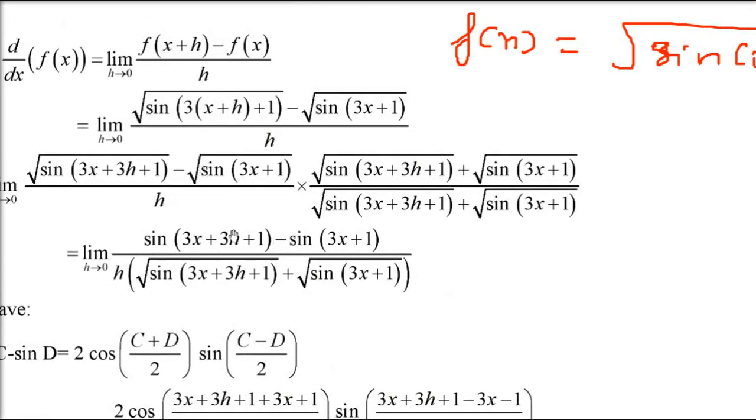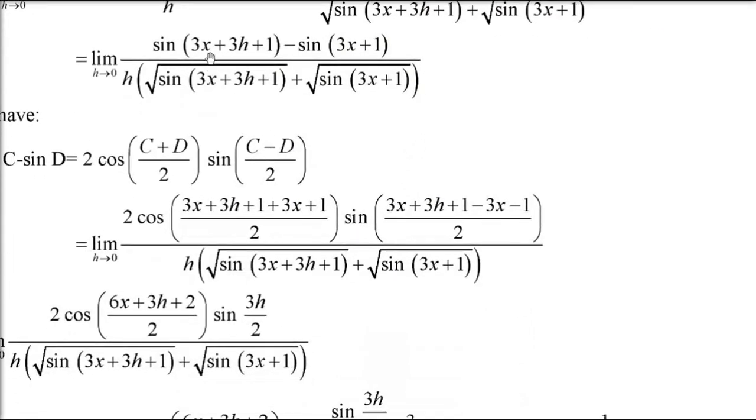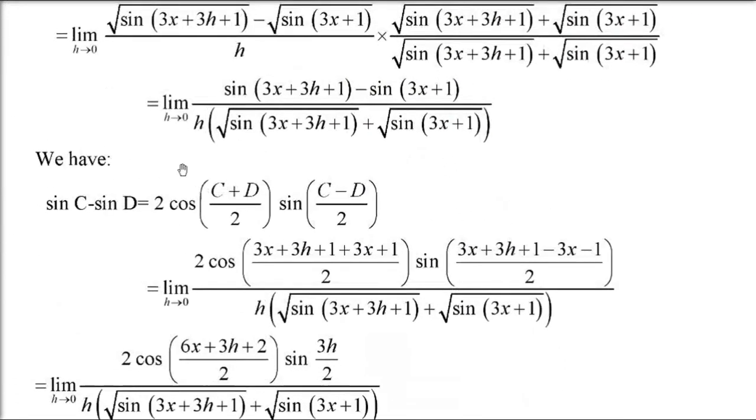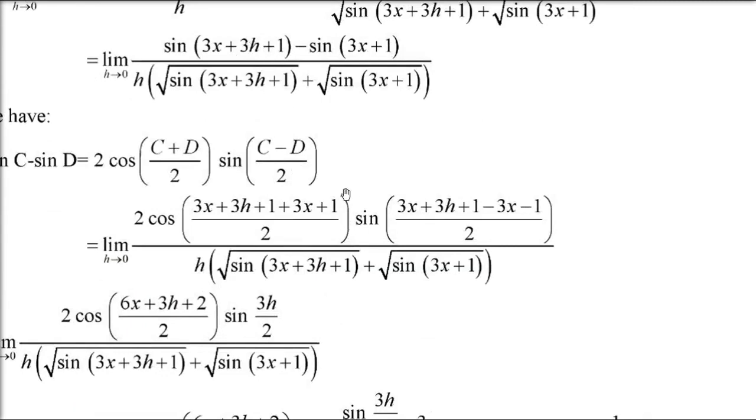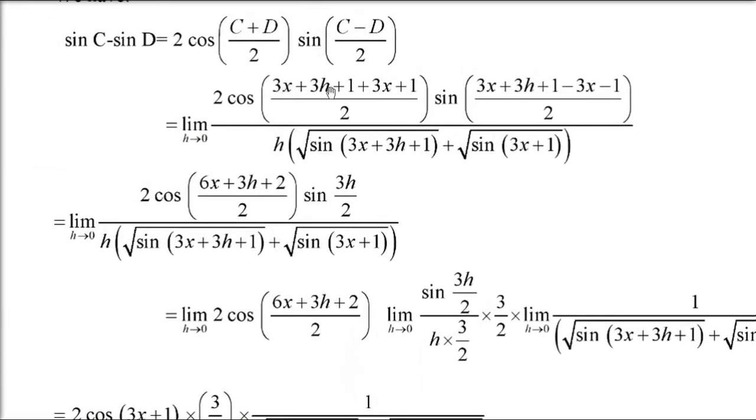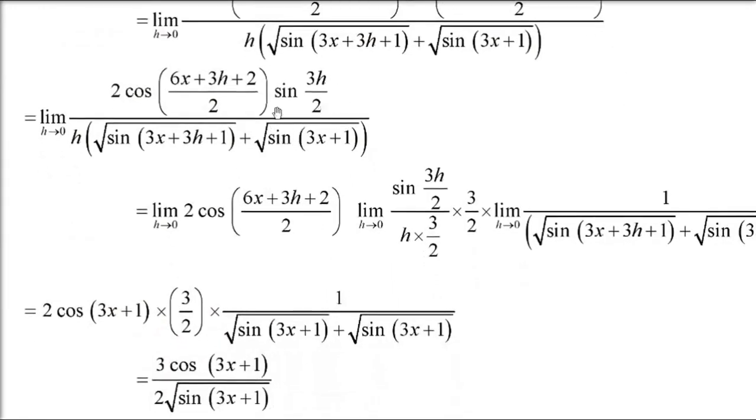Now you have to worry about this numerator. What is this? Sin c minus sin d. So 2 cos (c plus d) by 2 and sin (c minus d) by 2. So 2 cos of this plus this by 2, 3x plus 3h plus 1 plus 3x plus 1 by 2, and sin (c minus d) by 2. Now here no elimination is there. So you have 6x plus 3h plus 2 by 2. Here 3x cancelled, 1 cancelled, 3h by 2. Now you have h already there. So sin 3h by 2. So you have to have h, this 3 by 2 just include. So 3 by 2 also you have to have in the numerator.